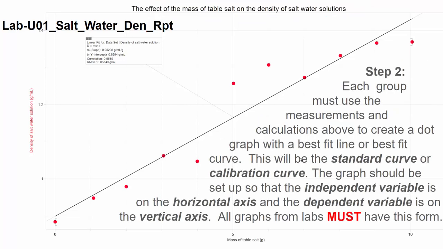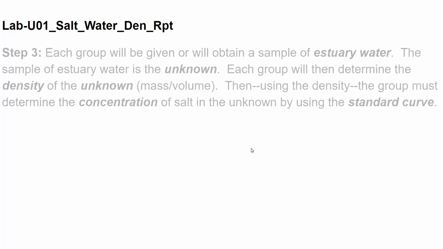And then the next step is to use the measurements and calculations above to create a dot graph. We talked about that. This is your standard curve. It's also called a calibration curve. Actually, this would be a standard curve. You do the same thing for a calibration curve, but I just want you to know it's done the same way, okay? Technically, this is a standard curve and not a calibration curve. All graphs, when you're doing experiments like this, should be a dot graph. You never do bar graphs when you're doing experiments, okay?